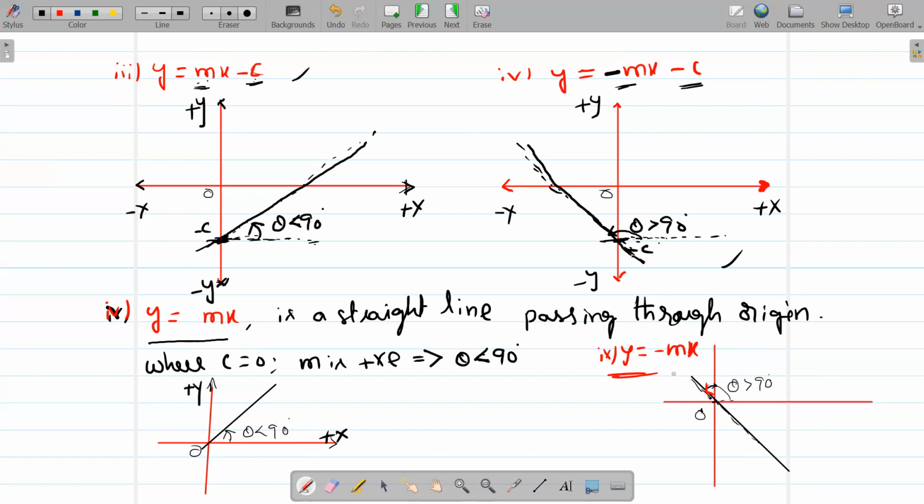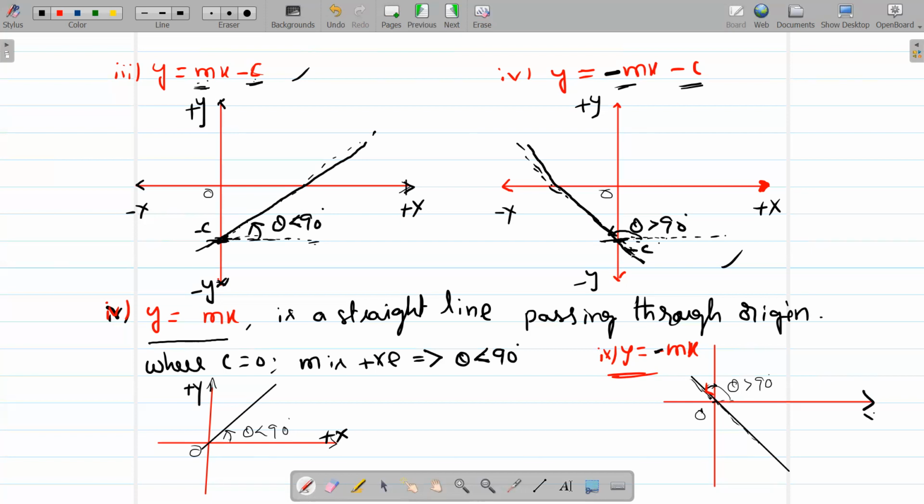Whereas if you take y is equal to minus mx, here minus m is a slope, a negative slope. Slope is negative means theta should be greater than 90. And of course, the y-intercept is 0. And when the y-intercept is 0, you have to say that the straight line is going through the origin. And the angle between the positive x-axis.